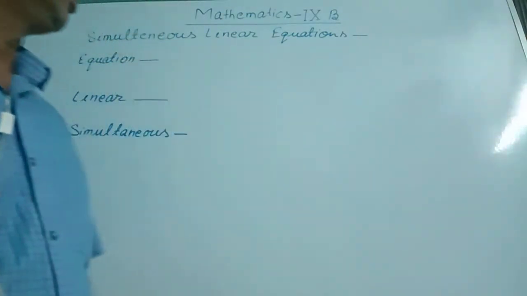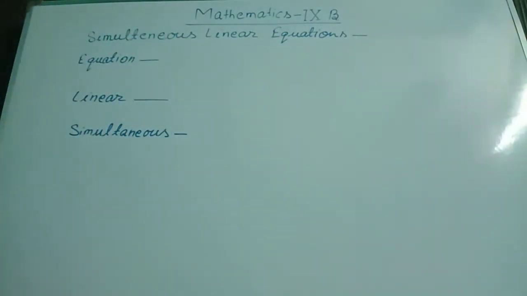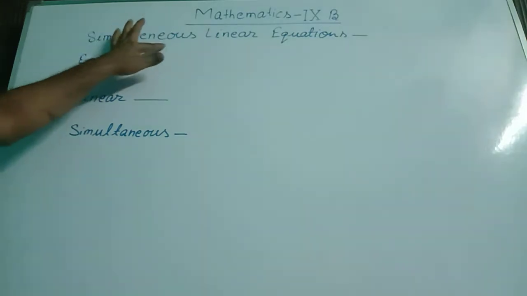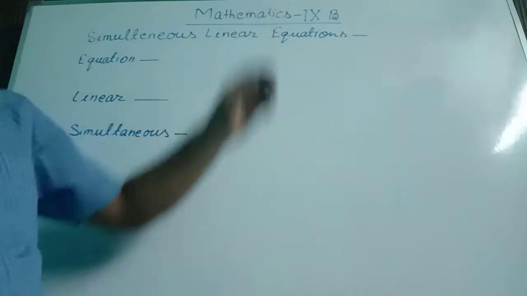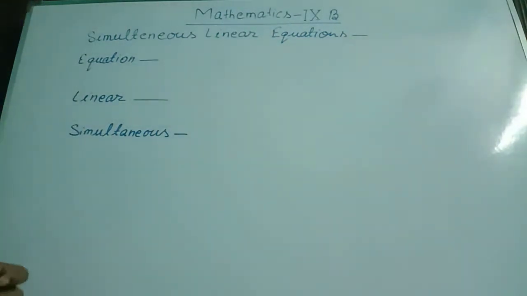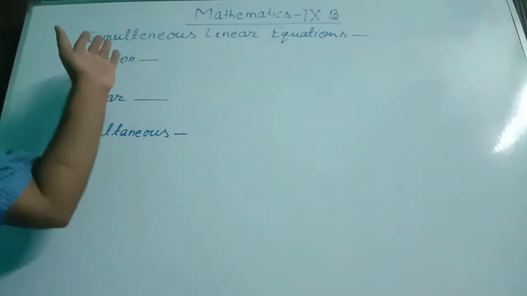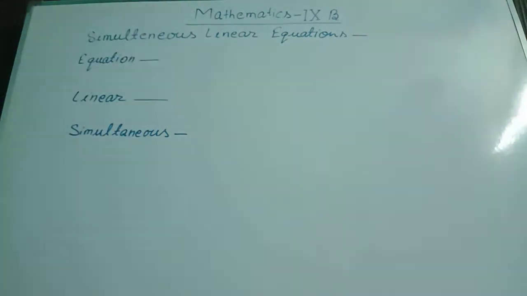In the period of mathematics, we have started one new chapter, simultaneous linear equations. So in this chapter, we find these three words: simultaneous, linear and equations. So I have expressed these words in the last class, and again I want to revise these facts.